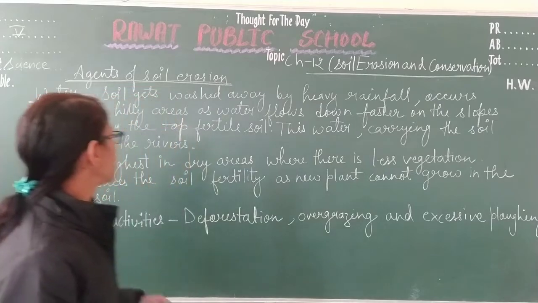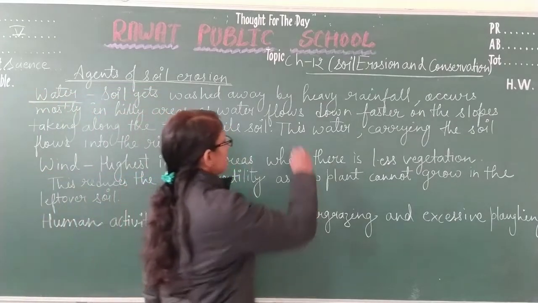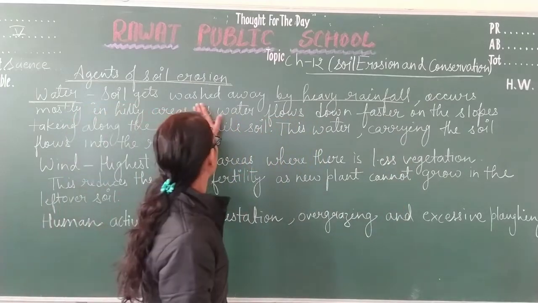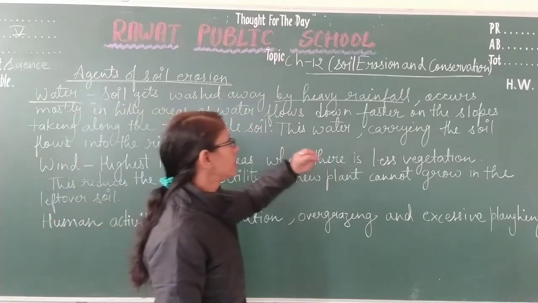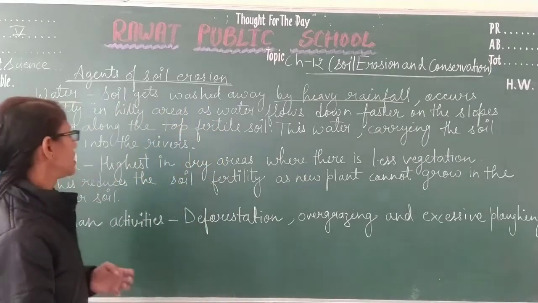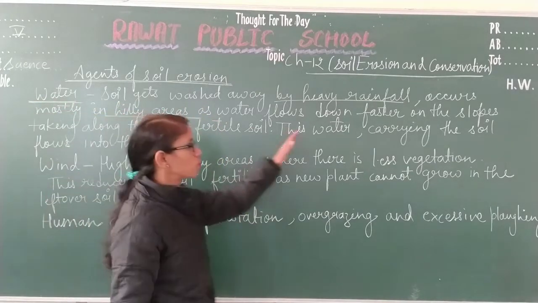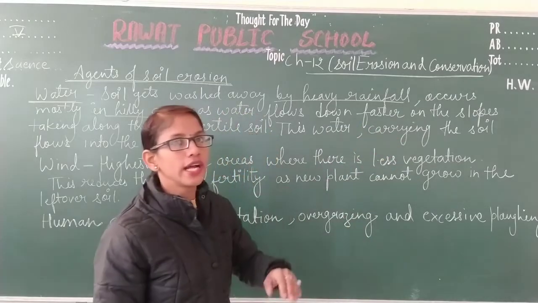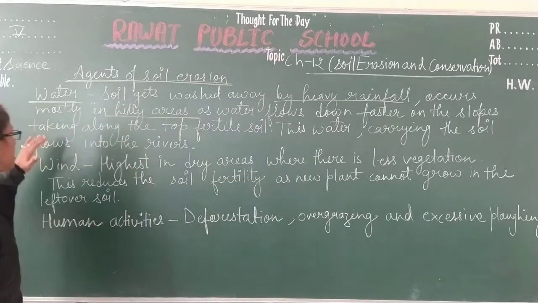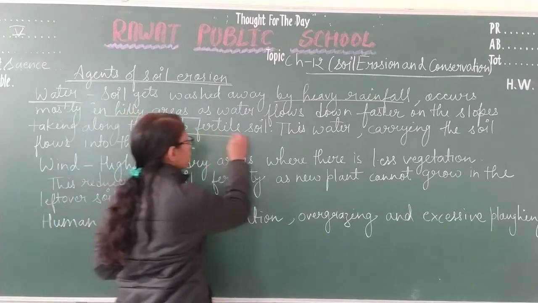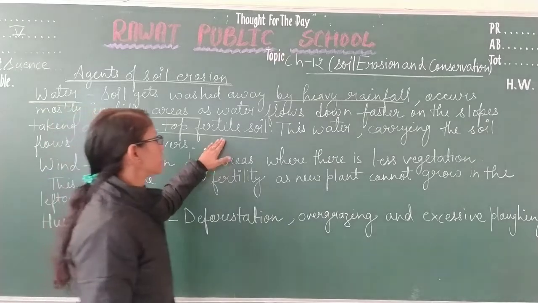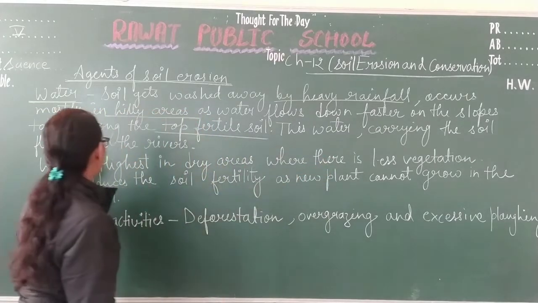So let's discuss: soil gets washed away by heavy rainfall. When the water flows with very high speed, it washes away the soil. It occurs mostly in hilly areas, as water flows down faster on the slope, because we know that water flows from high level to low level at very high speed, taking along the top fertile soil. This water carrying the soil flows into the rivers.